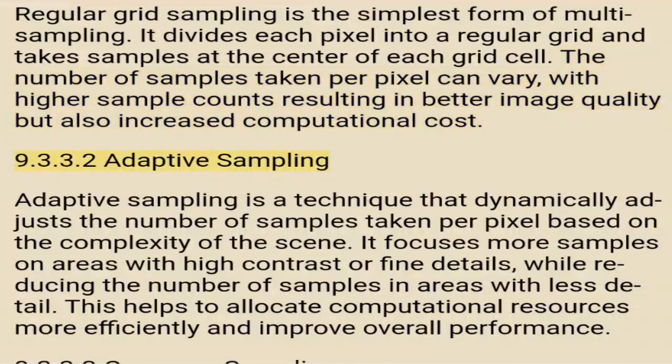9.3.3.2 Adaptive sampling. Adaptive sampling is a technique that dynamically adjusts the number of samples taken per pixel based on the complexity of the scene. It focuses more samples on areas with high contrast or fine details, while reducing the number of samples in areas with less detail. This helps to allocate computational resources more efficiently and improve overall performance.